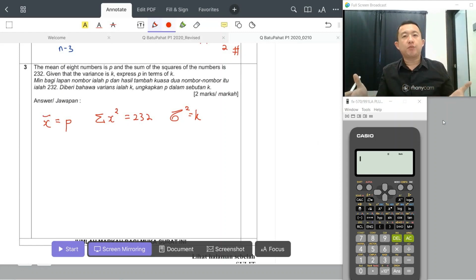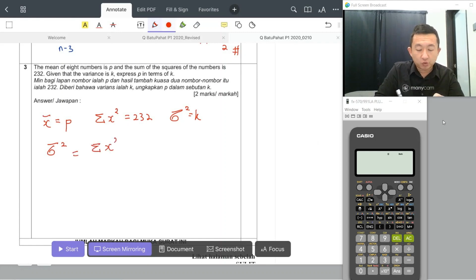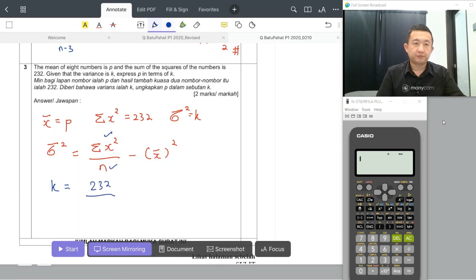So to express p in terms of k, you must have an equation. Because you have variance, you have sum of squares, you also have mean, to associate them we can use the variance formula. Hopefully you all remember, variance equals the sum of squares over n, the number of terms, minus the square of the mean. Now we put in all we have. Variance k equals the sum of squares 232 divided by the number of terms. How many do we have? 8 numbers. So divided by 8 minus the mean, which is p squared. You have an equation now. Can you simplify 232 divided by 8? What do you have?